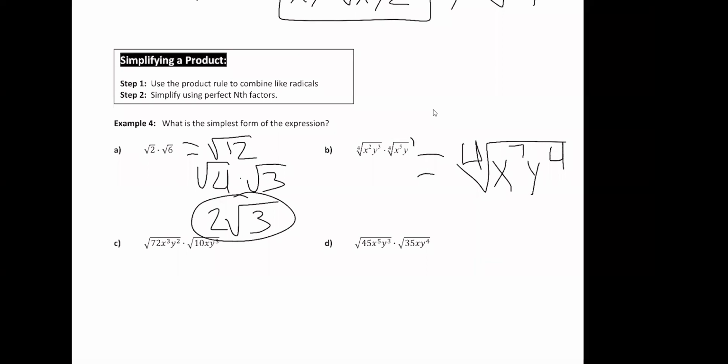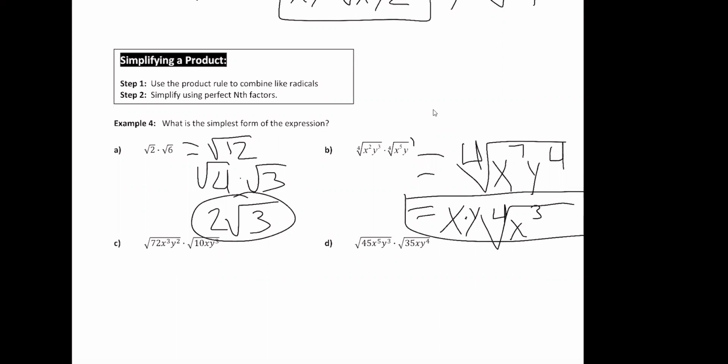And then you want to use what we did in that last section. You're making groups of 4. So you can make one group of 4 from the x's. You can make one group of 4 from the y's, but don't forget what you had left over. From the 7 x's, you would have had 3 left over. From the y's, you wouldn't have had anything left over. So this would just be x times y, 4th root of x cubed, which I know looks messy, but that's all you can do with this question with the variables.